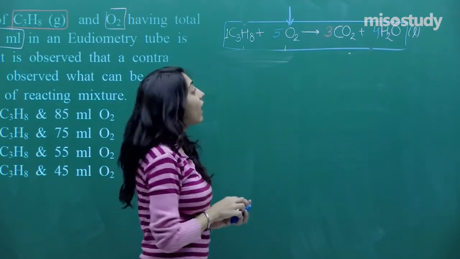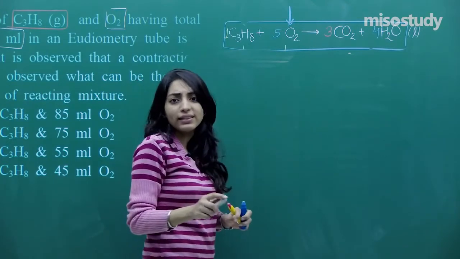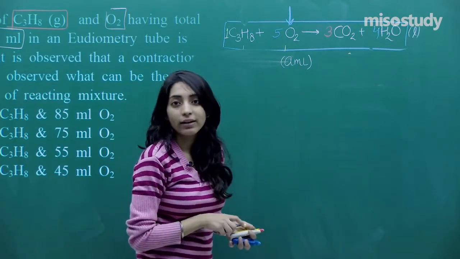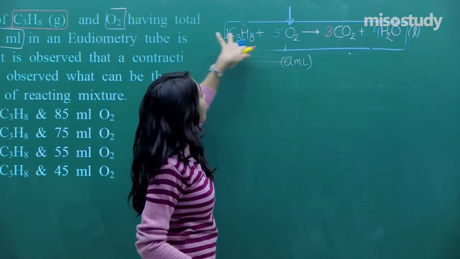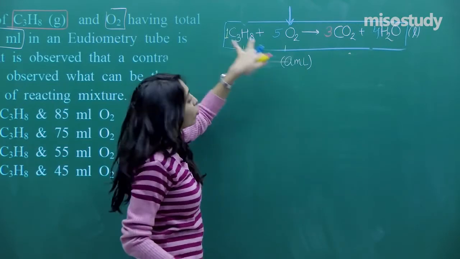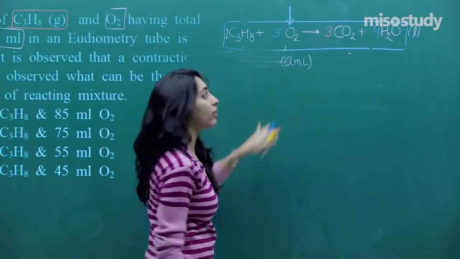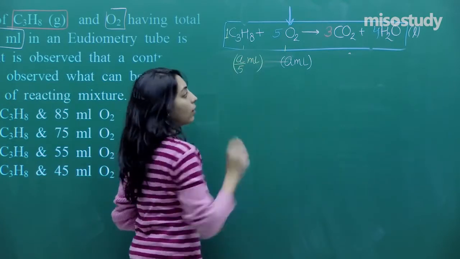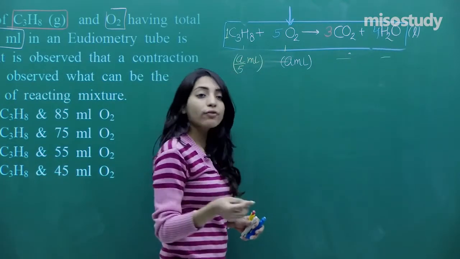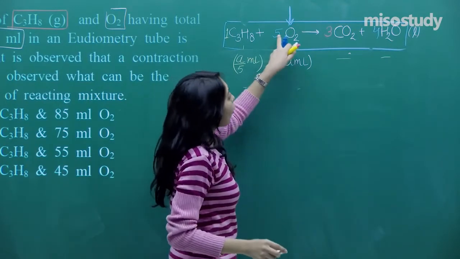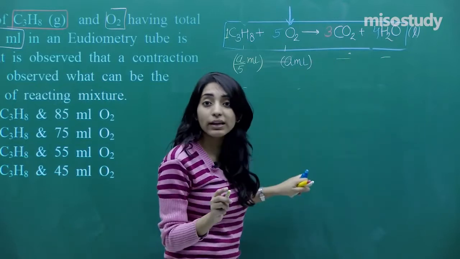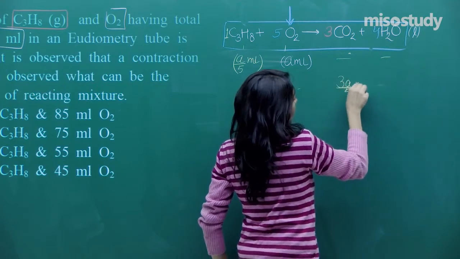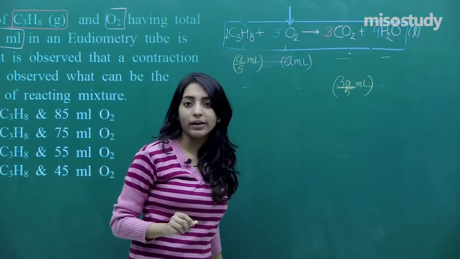Okay, so if I am saying that O2 is the limiting reagent, so now just assume that A ml of oxygen is reacting. If 5 moles of oxygen react, 1 mole of C3H8 is required. So if A ml of oxygen will react, how much C3H8 will be reacting? A by 5. After some time, all used up. Now if 5 will give 3, so 1 will give how much? 3 by 5. So A will give how much? 3A by 5 ml.